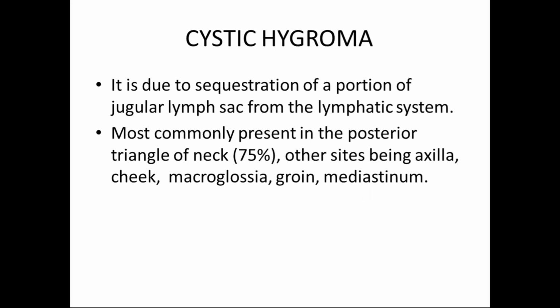So next is the cystic hygroma. It is due to sequestration of a portion of jugular lymph sac from the lymphatic system. Most commonly present in the posterior triangle of the neck, 75%. Other sites are axilla, cheek, tongue (macroglossia), groin, mediastinum. Anywhere the lymphatic system is not working properly, or if any obstruction is present in the lymphatics, then you can see the cystic hygroma. The lymph will collect in that particular area.